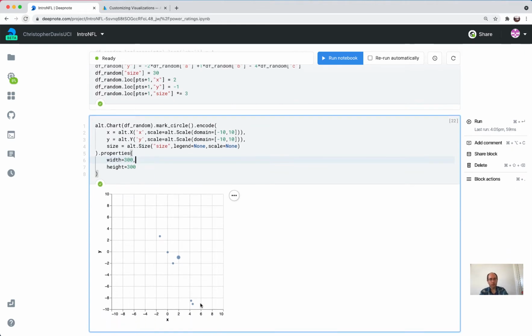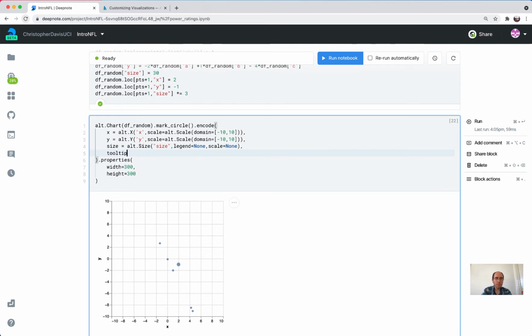Hey, here also it draws 5 points. So let me add some customization to this plot. Let me say tooltip equals ABC and run it again. So now for each of these, I can look at it and say, what were the values of A, B, and C that produced this point?